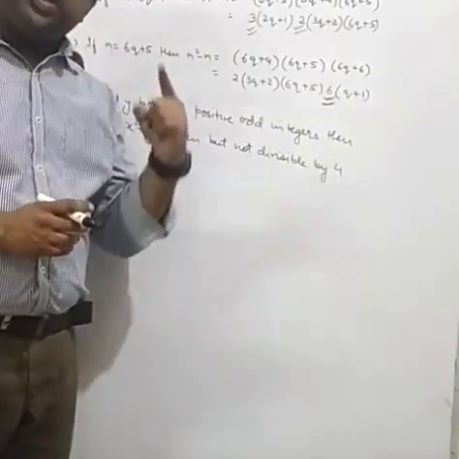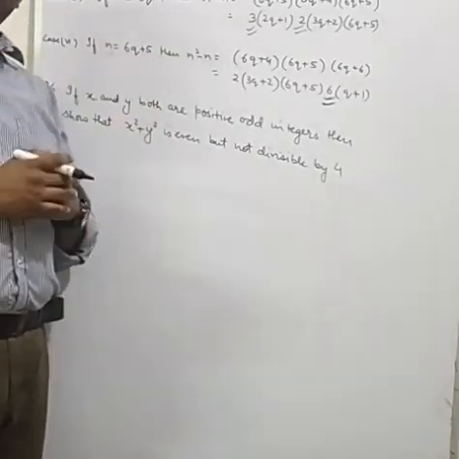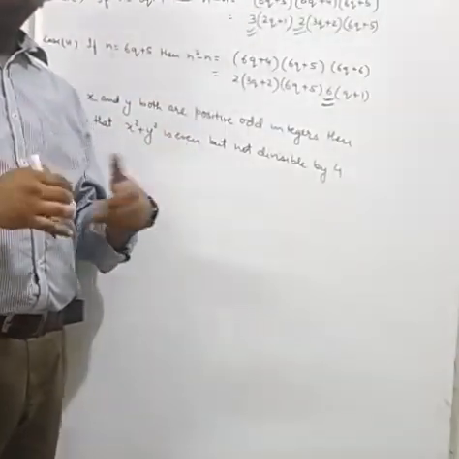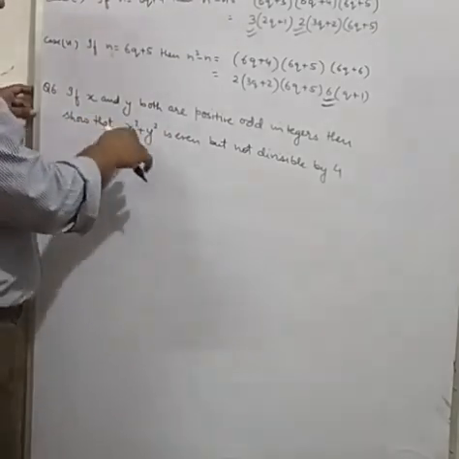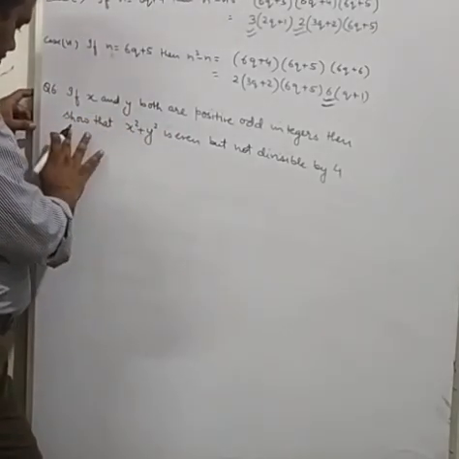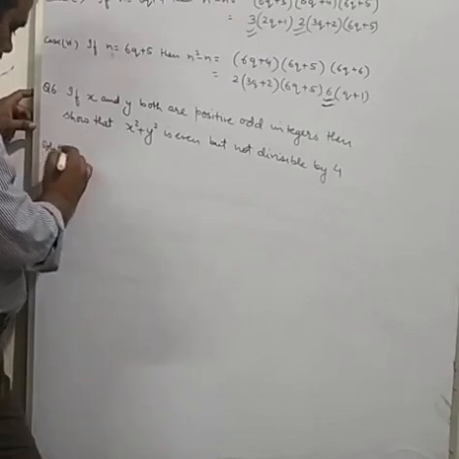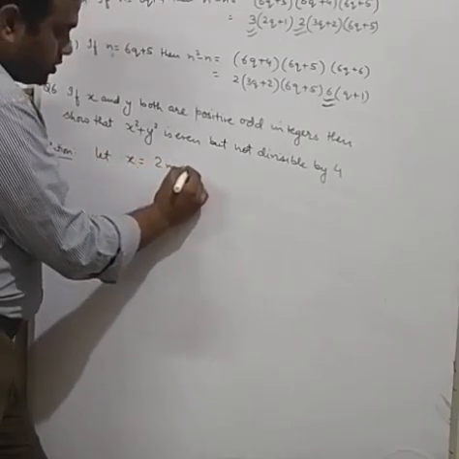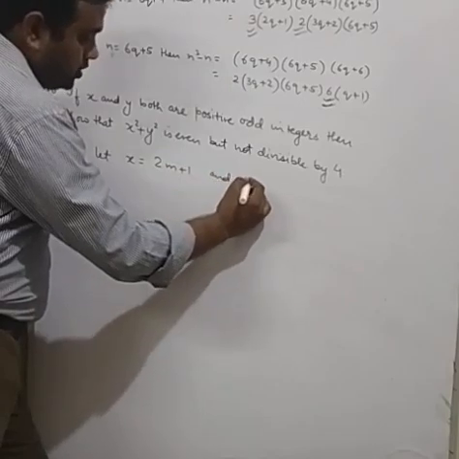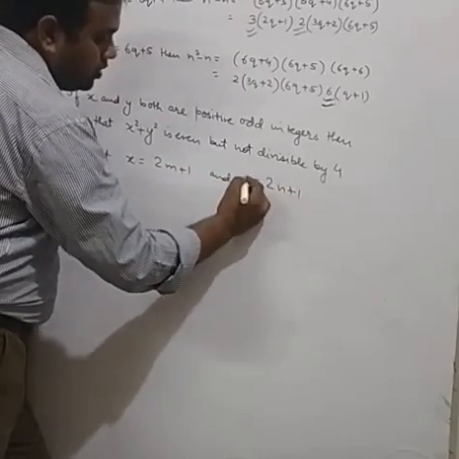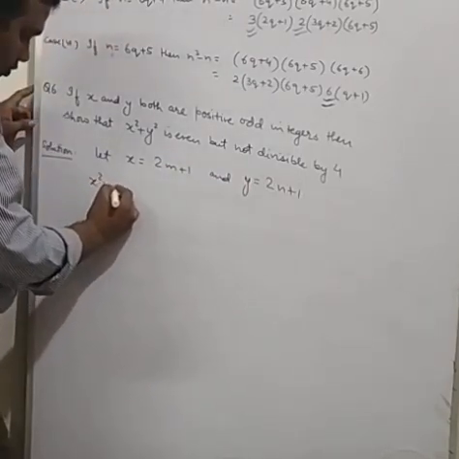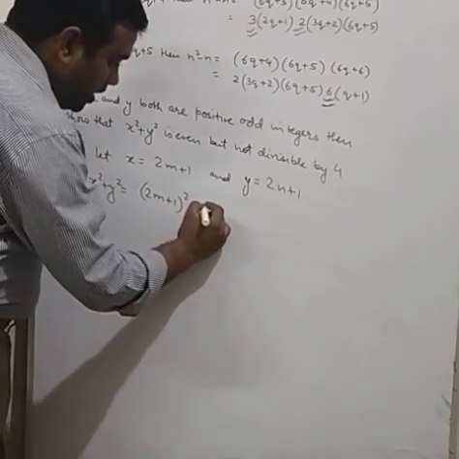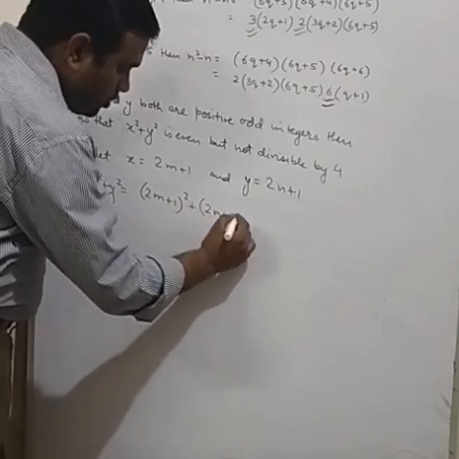any odd positive integer is of the form 2n plus 1 and 2n plus 3. So here we treat, let, so the solution is: let x is equal to 2m plus 1 and y is equal to 2n plus 1. So x square plus y square is equal to (2m plus 1) whole square plus (2n plus 1) whole square.